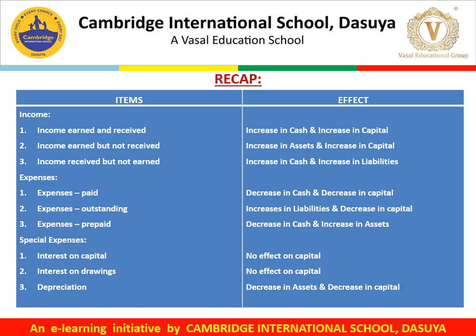Then there are some special expenses which we have discussed in the previous slide. Number one is interest on capital. Since interest on capital is not paid to the proprietor, it will have no effect on the accounting equation. Interest on drawing is also an income for the business, but we are not receiving the interest on drawings from the owner, from the proprietor, so it will also have no effect over the capital.